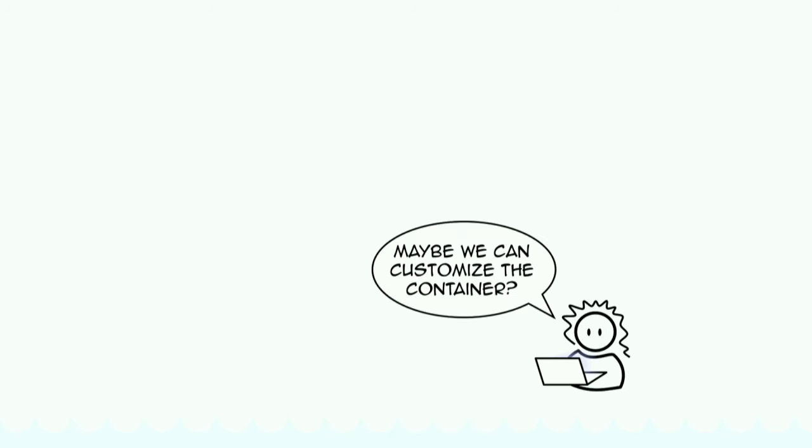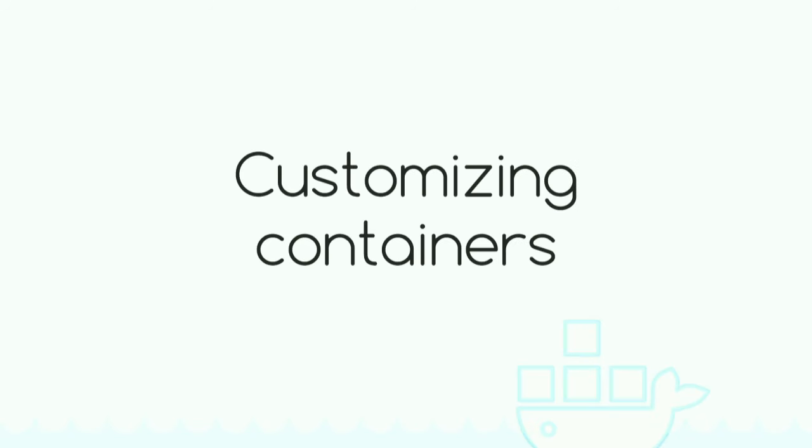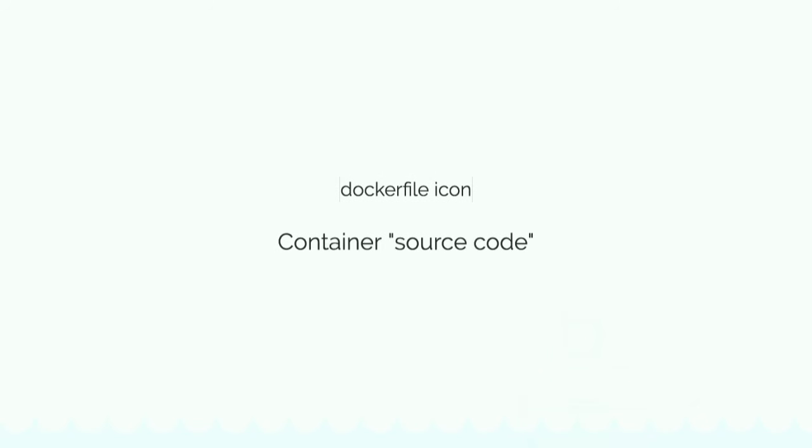So we are missing some extensions. Maybe we could customize this container. We just pulled the default Apache container from Docker Hub. Maybe we can customize it, put all those extensions on there that we need. So let's talk about customizing containers. Oh, there's a broken image there.